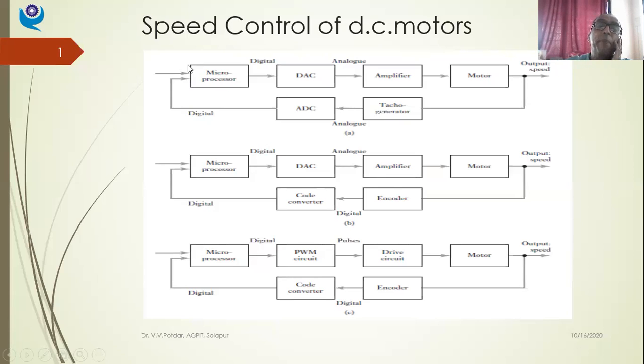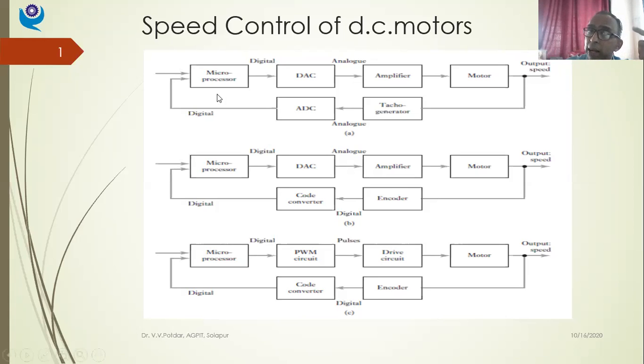Now, here the comparison takes place. How much is the deficit between the desired output and the actual output? As we have seen, 700 RPM is my requirement. Corresponding to that, I'll have some digital signal, and the actual speed is maybe 650 RPM. Corresponding to 650 RPM, I'll have a representative digital signal. These will be compared. So the digital comparator will compare the signals, and an error signal will be generated.